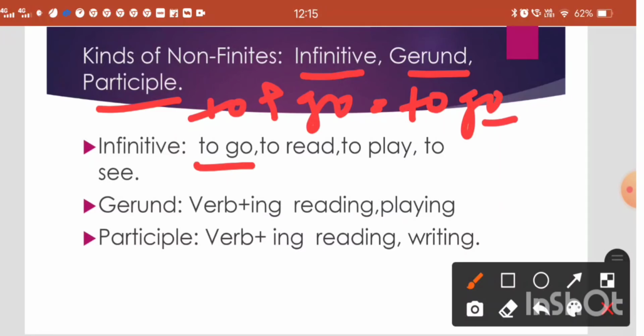Okay. Now the next is gerund. How is it formed? This is known as verb plus ing, formed by adding ing to the first form of the verb. In both cases, gerund and participle, we form them by adding ing to the first form. Reading, playing, writing. So are they the same or is there a difference? There is a difference. Let's find out.